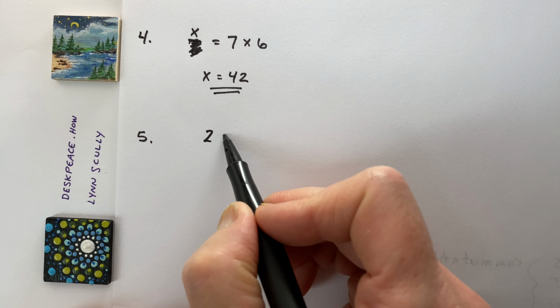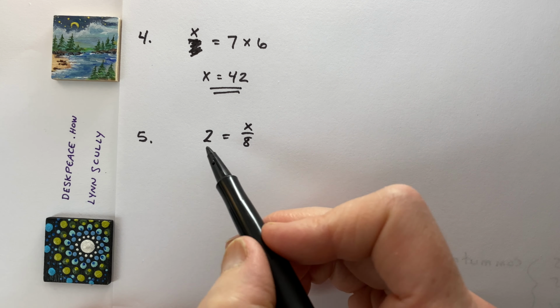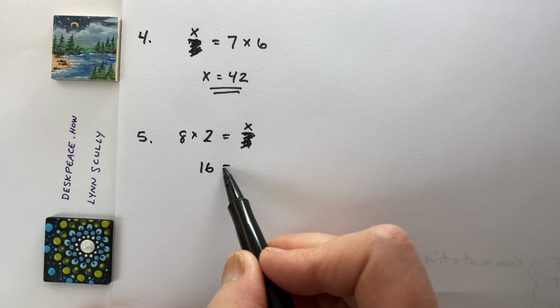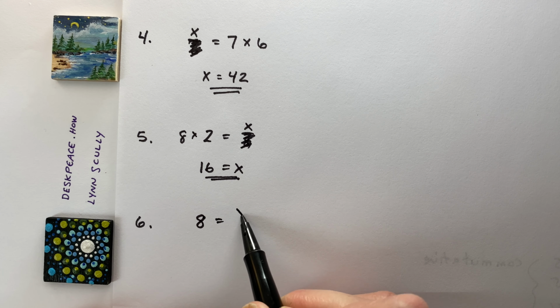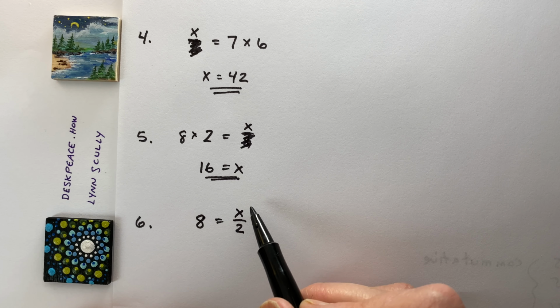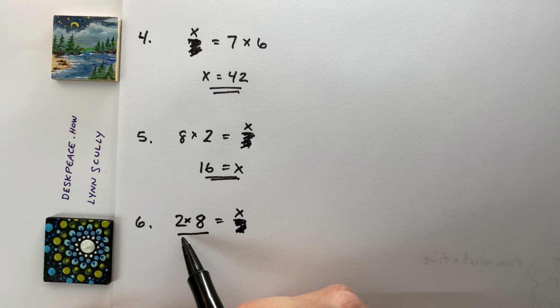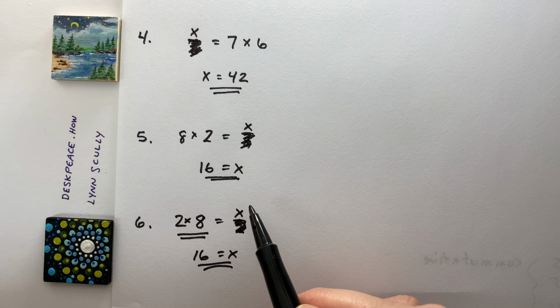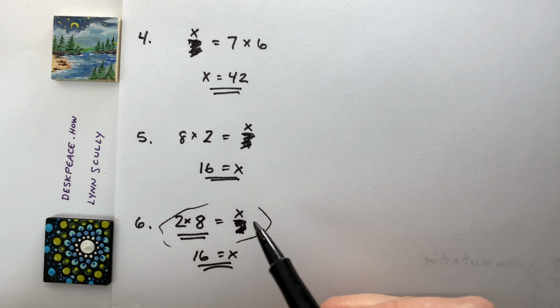Number 5, 2 equals x over 8. I want to get the x alone. The 8 is attached by division, so I'm going to move it by multiplication to the other side of the equal sign. 8 times 2 is 16. Number 6, 8 equals x over 2. I want to get the x alone. 2 is attached by division, move it by multiplication to the other side of the equal sign. Whoops, 16 equals x. So really, once the unknown's alone, if I don't want to do the arithmetic, I don't have to. This is solved. This is done according to our rules.